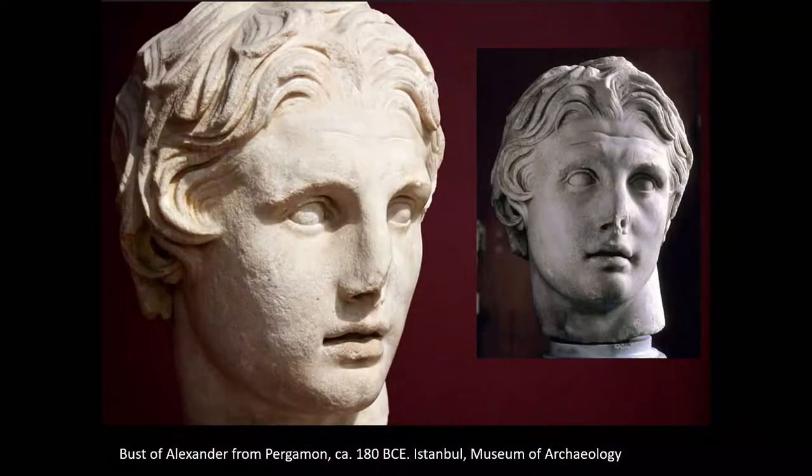Another good example of this trend is the Pergamon Alexander from around about 180 BCE. Made in Pergamon, Asia Minor, another of these successor kingdoms established after Alexander's death, and Pergamon is a city that possesses a very fine sculptural tradition that reaches its height in the 2nd century BCE, and this is really one of the best Pergamene works. So again, all of those characteristics of the Lysippan Alexander that we're familiar with, but again, just sort of with the dial turned up to 11, as it were.